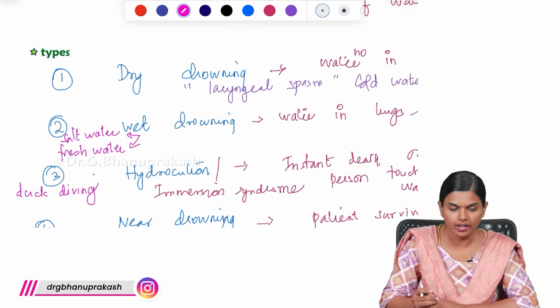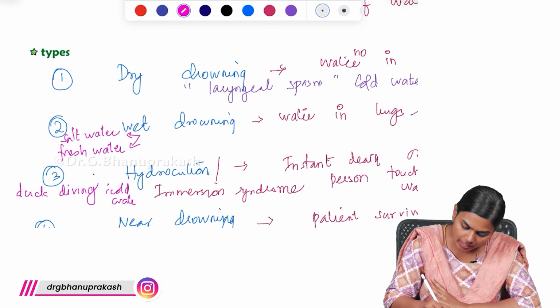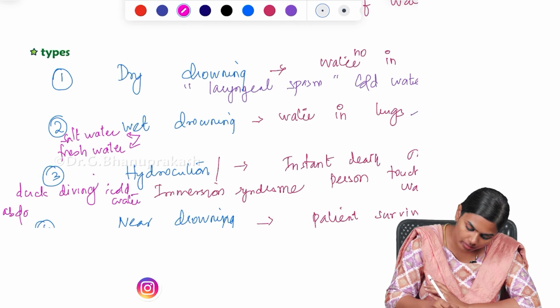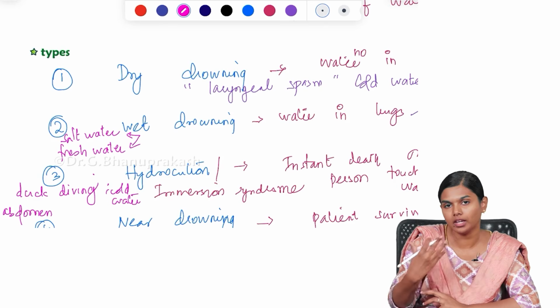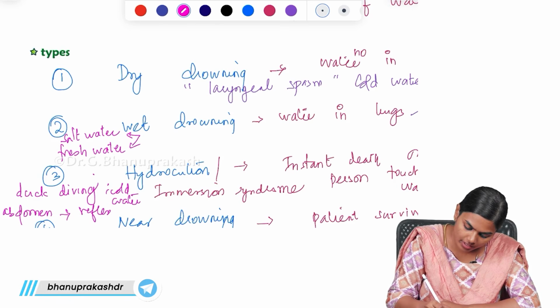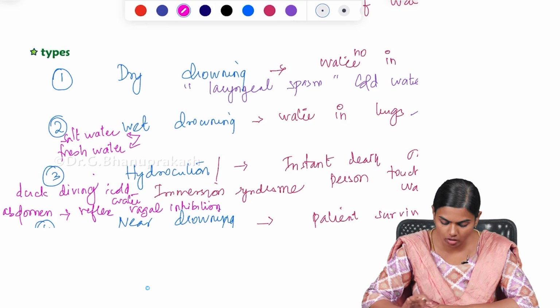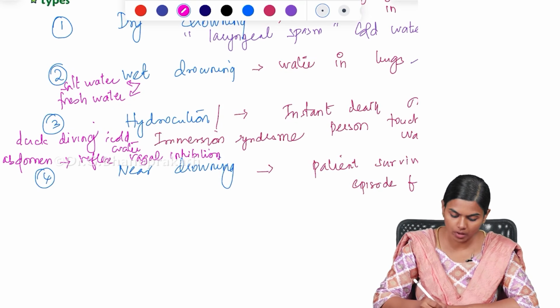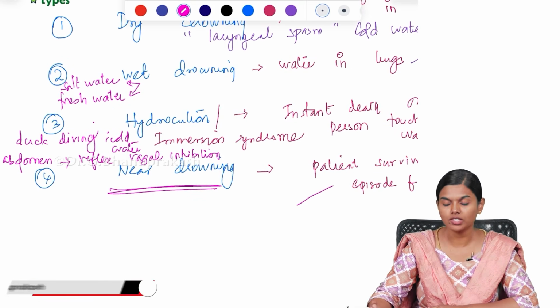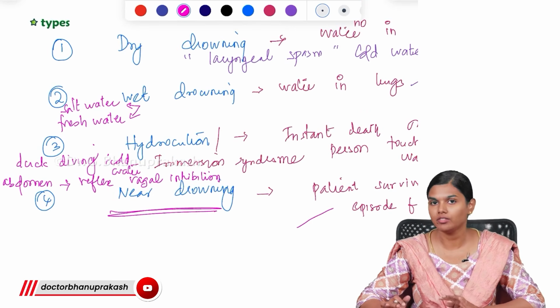When cold water touches the abdomen or any exposed skin, it will result in reflex vagal inhibition, which can cause instant death. So, that is your hydrocution, and finally is your near drowning, where the patient survives an episode of drowning. So, these are the main types of drowning that we are seeing.